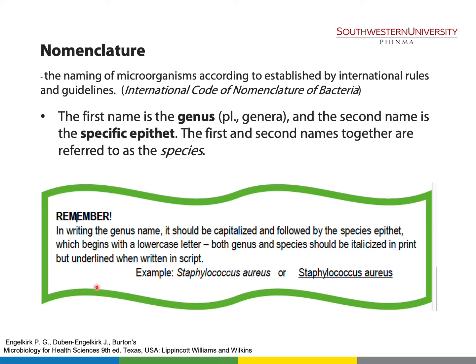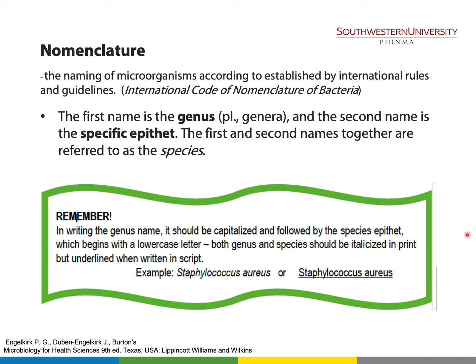So that's it. Nomenclature. Nomenclature is the naming of microorganisms according to the established set of rules by the International Code of Nomenclature of Bacteria, or your Bacteriologic Code. The first name is the genus, and the second name of the organism is called the specific epithet. The first and the second names together are referred to as the species.